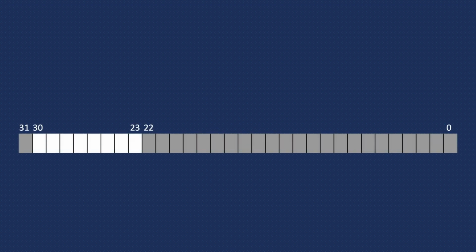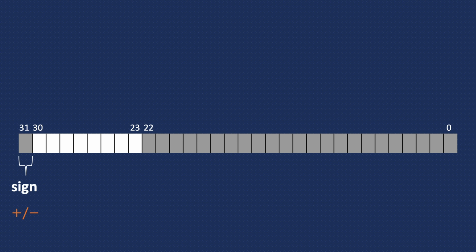So on the screen right now, we have a visual representation of 32 bits. The 32 bits that we're going to use to represent real numbers. So how does this representation work? Well, firstly, we reserve one bit for the sign. So whether a number is positive or negative.